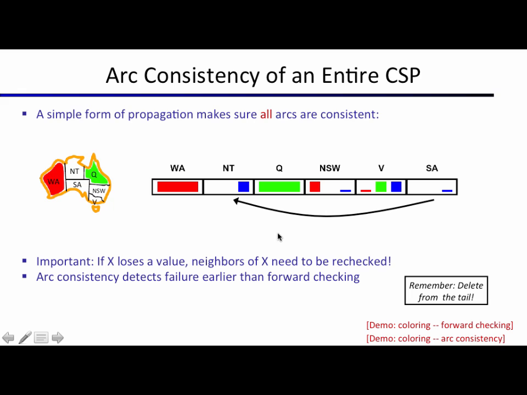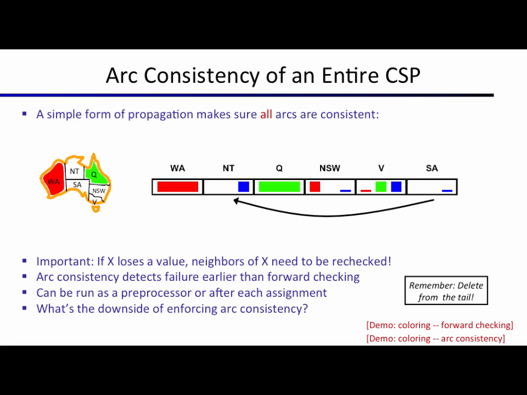Okay, now, note that it's still backtracked. So we can run this in backtracking after each assignment, or we can run it at the beginning too. And what's the downside? Why would we do just forward checking and not arc consistency? Is there a downside to doing arc consistency? Yeah.